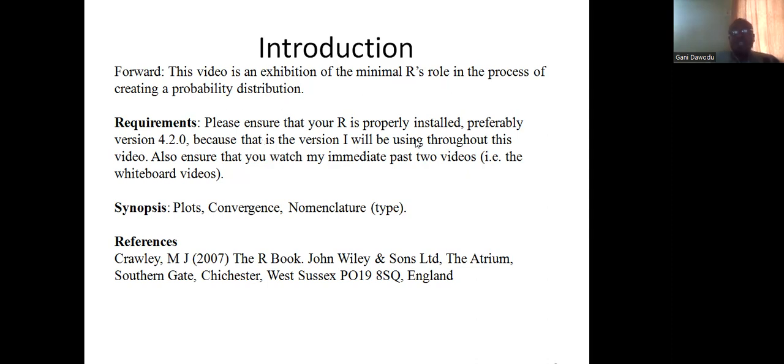Well, I will be using R version 4.2.0. It doesn't mean the course will not work with the version of R you'll be running that may be different from this. But I will prefer you using this because I want us to be fully on the same page. All right, we will be seeing plots, and from there, convergence. Then we go to nomenclature.